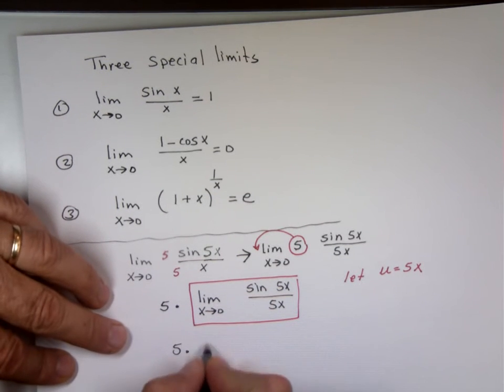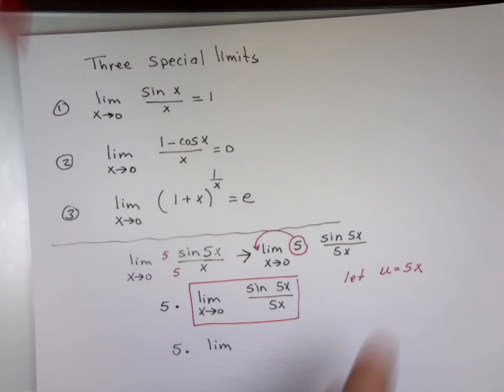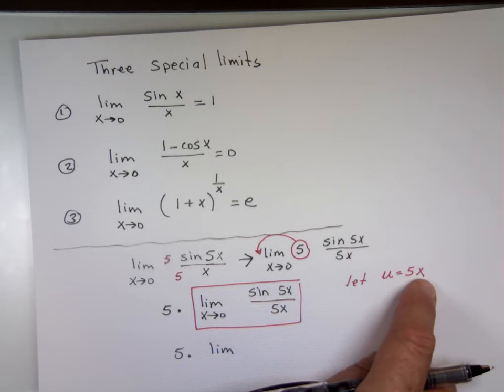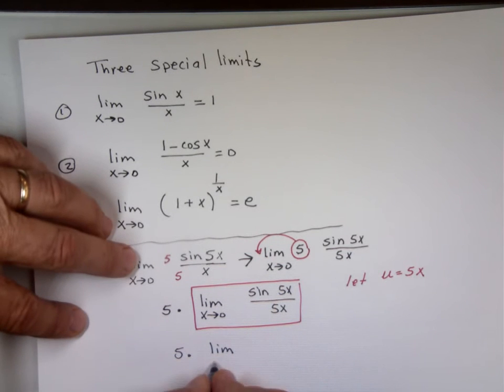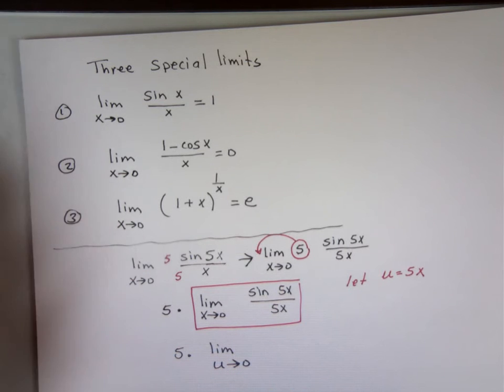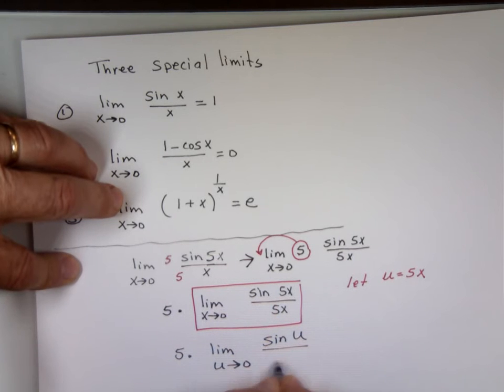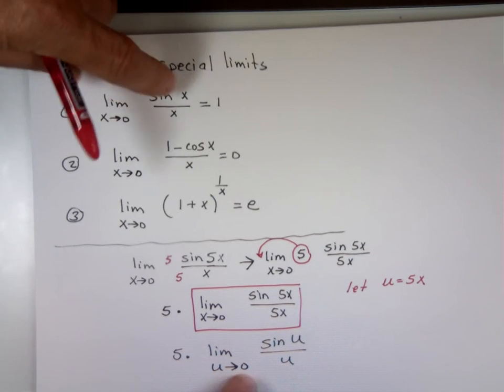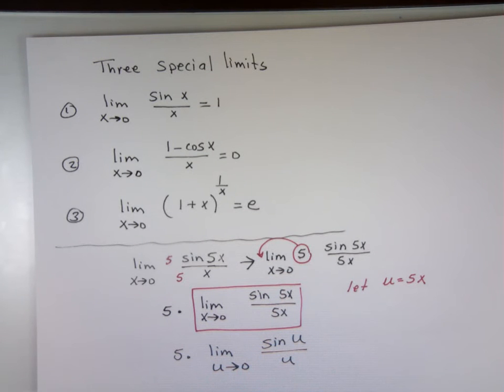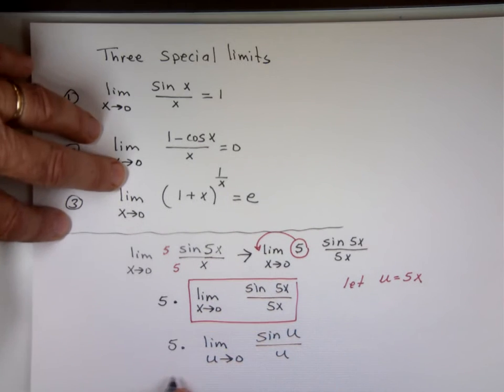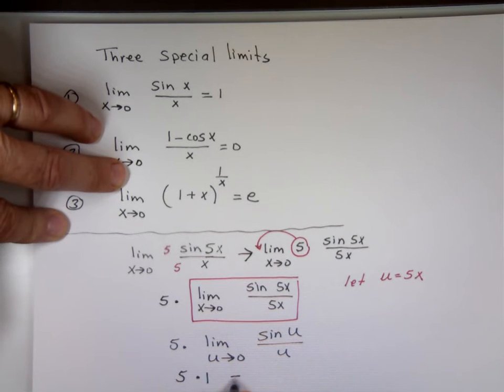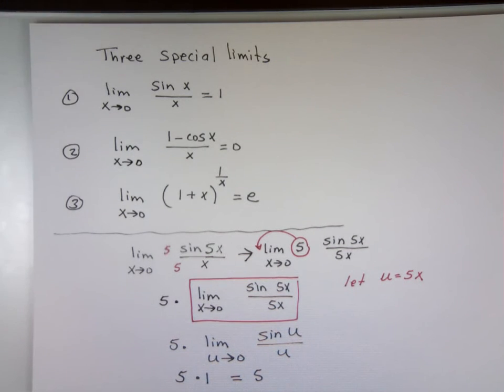And by the way, when x is 0, what is 5 times 0? 0. So that becomes u approaching 0. This will be sine u over u. That fits this one. We're just using u versus x. Who cares what letter we use? So the answer to this is a 1. That's 5 times the 1. The answer is 5. So as long as these guys are matching, the answer to this is always a 1. I just wanted to show you the math, the reasoning behind it. I just did a change of variable. That's all I did.